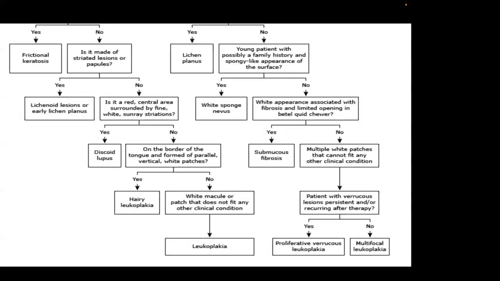Further, if no, then you will look for striated lesions or papules. If the striated lesions are present, then it could be early lichen planus. And if no, then again you will look for a central red area which is surrounded by white striations. If yes, then that is discoid lupus, and if no, then you also look at where it is present, whether it's on the border of the tongue and it is forming parallel patches, then you consider it to be hairy leukoplakia. And if this white macule is not fitting in any other of these clinical conditions, then it will fall into the category of leukoplakia.